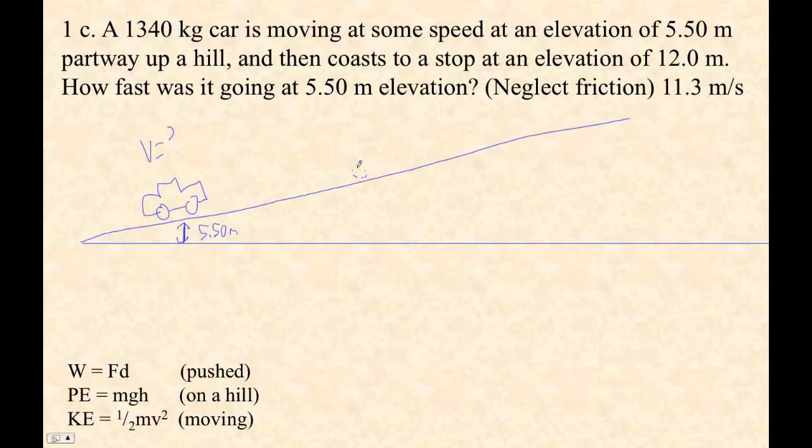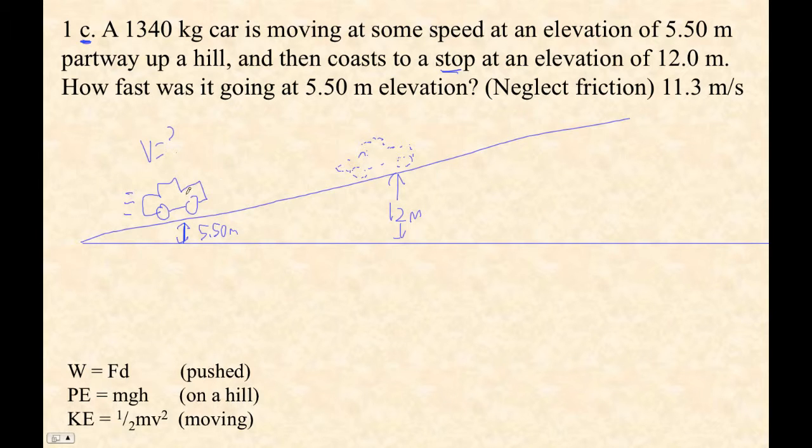So let's just draw a picture of this. It stops when it reaches an elevation of 12 meters. Here it's moving and it has potential energy, and then at the end it stops, so it has only potential energy. So this is a 2-to-1. Now, I'll give you this clue: because it's the third question on the assessment, it's always a 2-to-1 or a 1-to-2.